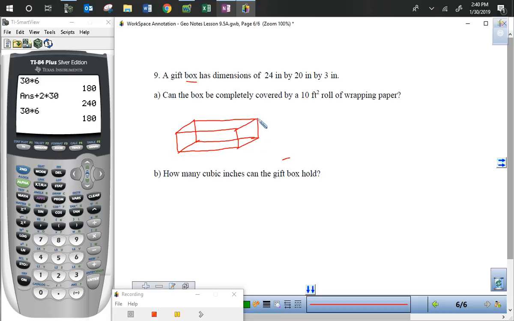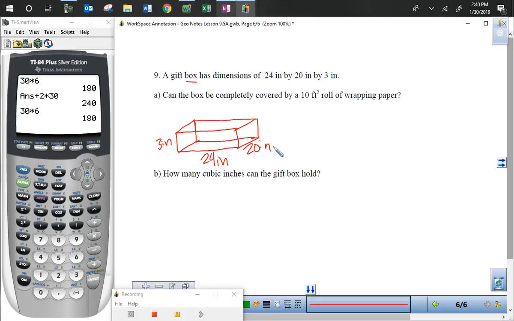Now what I like to do is use my smallest number as my height going up and down. It doesn't really matter where you put it, and then your other two will be on the bottom. So height, one of your numbers goes up and down, and then your other two are going to go on the sides of the bottom. So 24 inches here, 20 inches here.